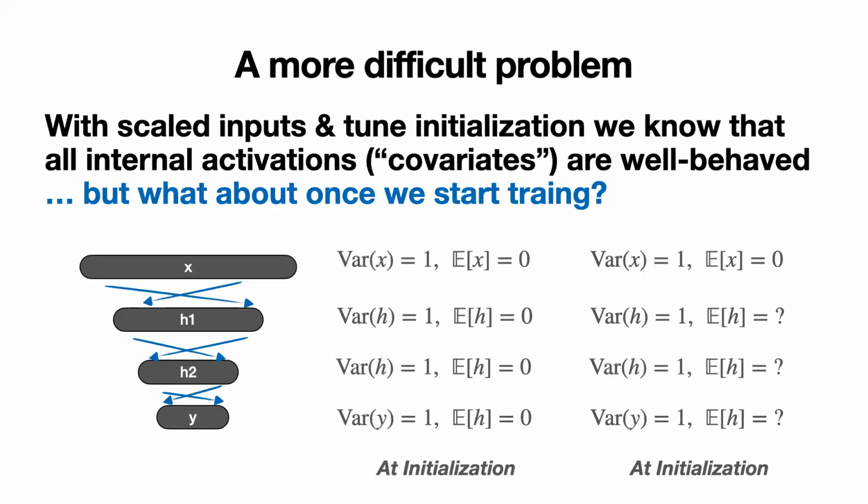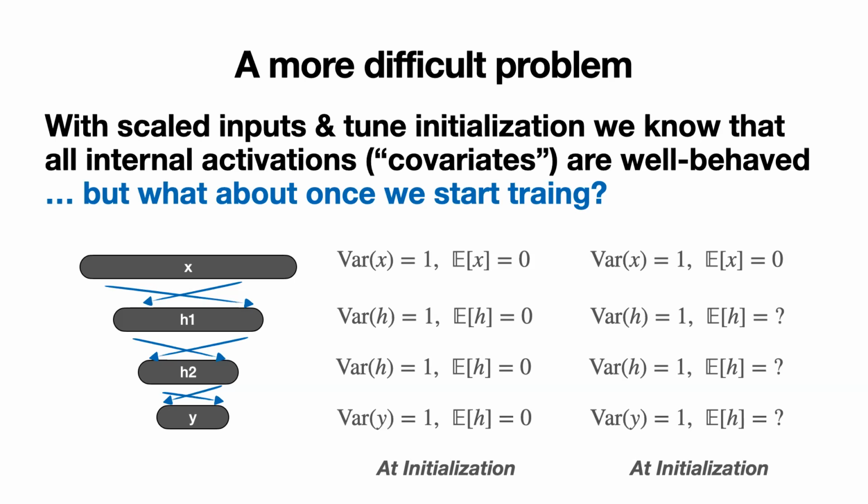Okay, so that was easy. Now we have a more difficult problem to solve. We scaled our inputs and we tuned our initialization. So we know we have a nice input with expectation value 0 and a nice variance. We initialize our weights in a smart way, and so we know the output value is going to be also nice and easy, with expectation value 0, the same scale of variance, and so on.